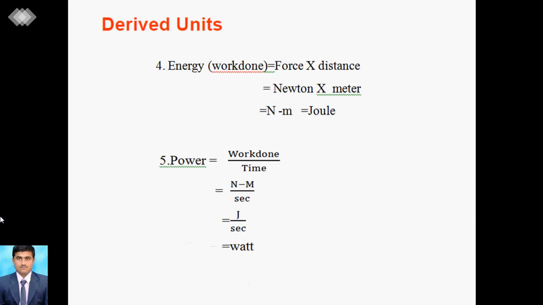Now we move to power. Power is nothing but work done upon time. We know that work done is force into distance, and that unit is Newton meter. So I can write Newton meter divided by second. We know that Newton meter is joule, so we get joule per second, and joule per second is nothing but watt. So this is another derived unit.